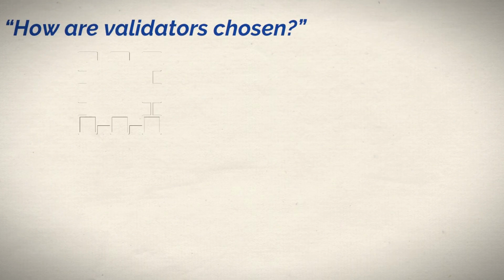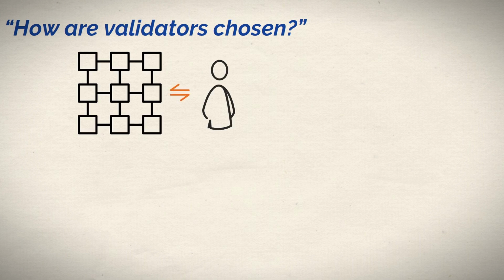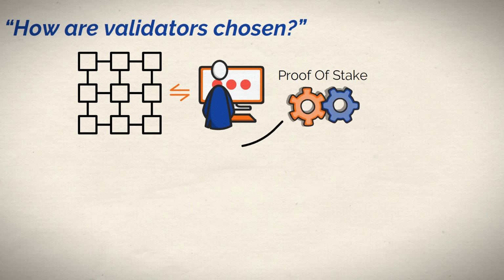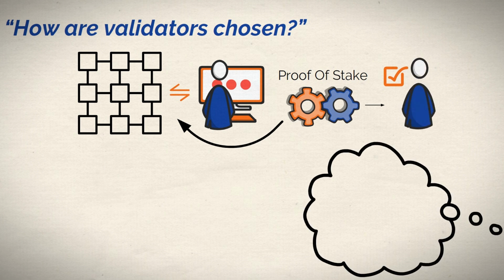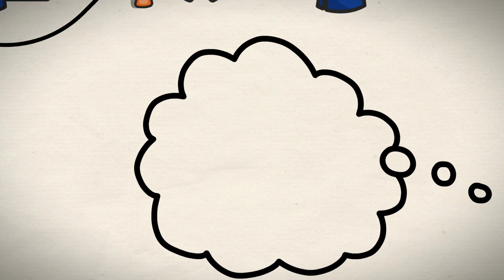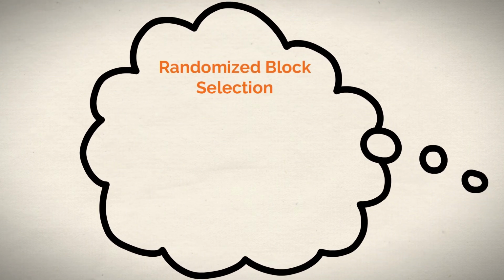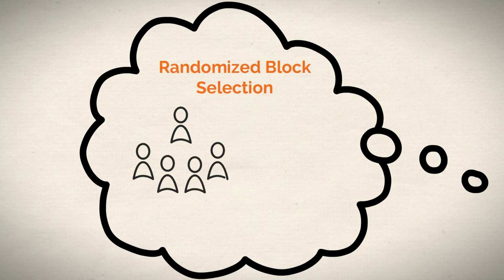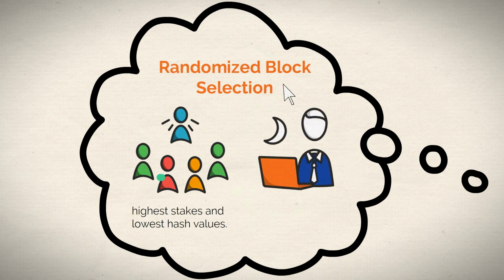Now, you're probably wondering, how are validators chosen? Proof of Stake blockchains actually use various methods to select validator nodes. Every Proof of Stake system aims for decentralization and is designed to ensure everyone gets a fair chance at becoming a validator. There are two common ways for selecting validators in Proof of Stake systems. First, you have randomized block selection. In this method, validators are randomly selected from nodes with the highest stakes and lowest hash values. This method allows for other nodes to confirm upcoming validators since all stake sizes are visible on the network.